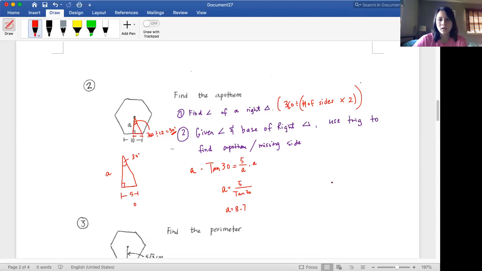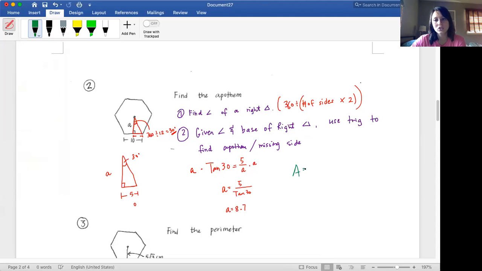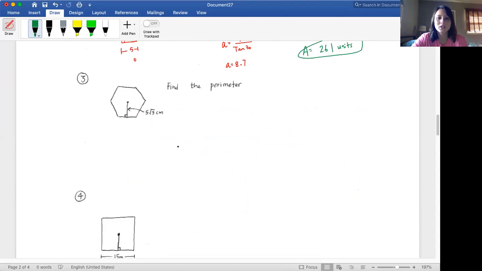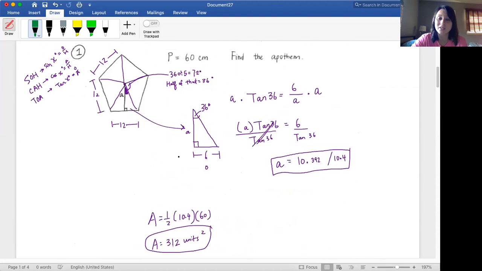And so now to find the area is just 1/2 times the apothem times the perimeter. The perimeter is 10 times 6, so 60, right? Times 8.7 times 1/2, and the area is 261 units squared. There you go. Okay, let's do a few more of these, and then that's all I'm going to have us do today, just figuring out how to find the area. It's a lot. There are a lot of steps.